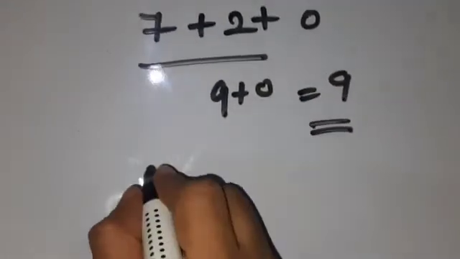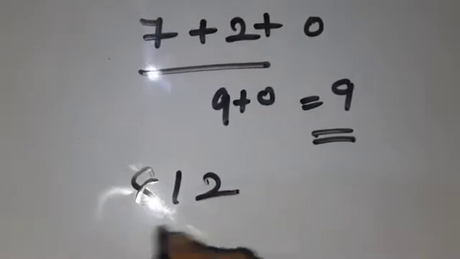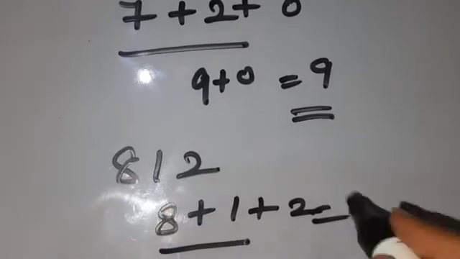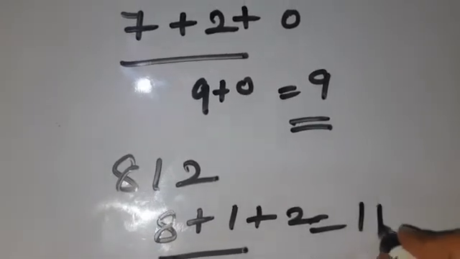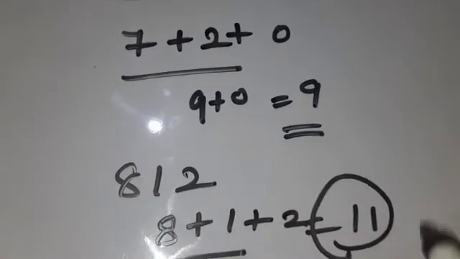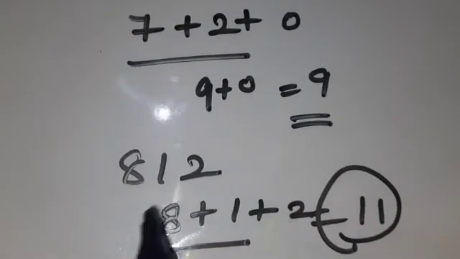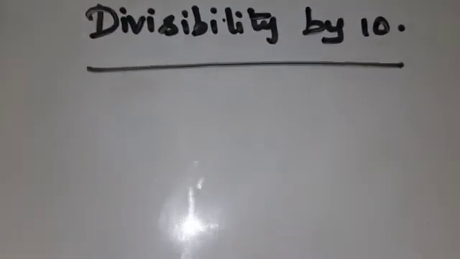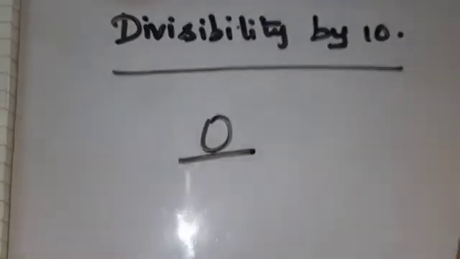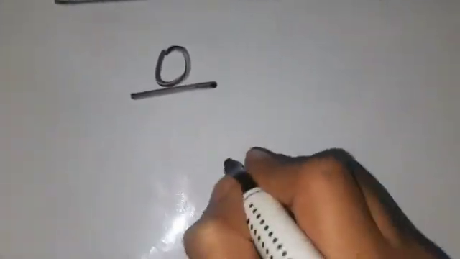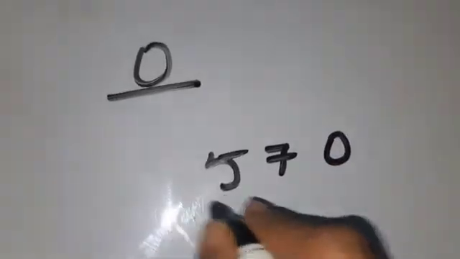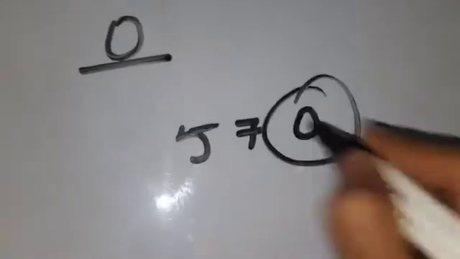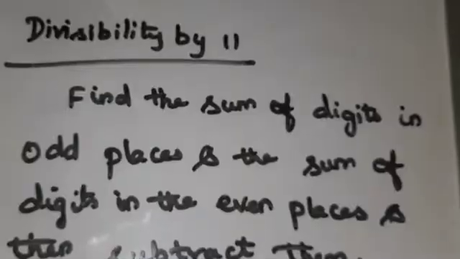Let us check with one more example. 812. 8 plus 1 plus 2, which is equal to, 8 plus 1 is 9. 9 plus 2 is 11. So, the sum of digits of the given number is not divisible by 9. Divisibility by 10. If the given number ends with 0, then it is easily divisible by 10. For example, 570. So, this can be easily divided by 10. Why? Because the last digit is 0.